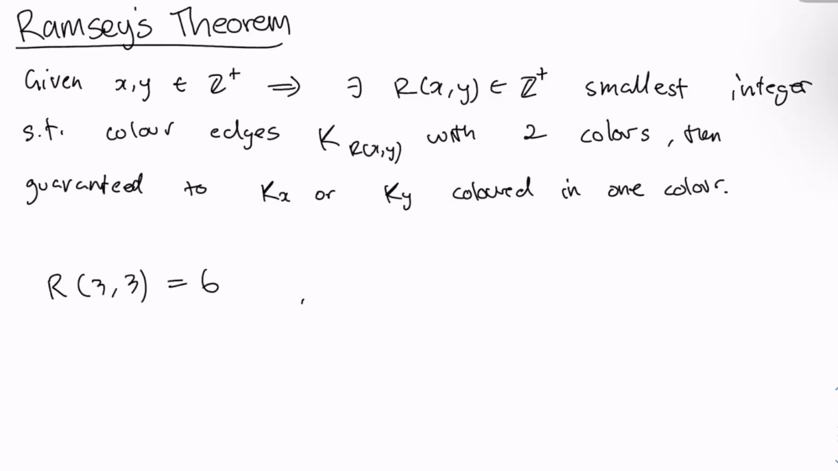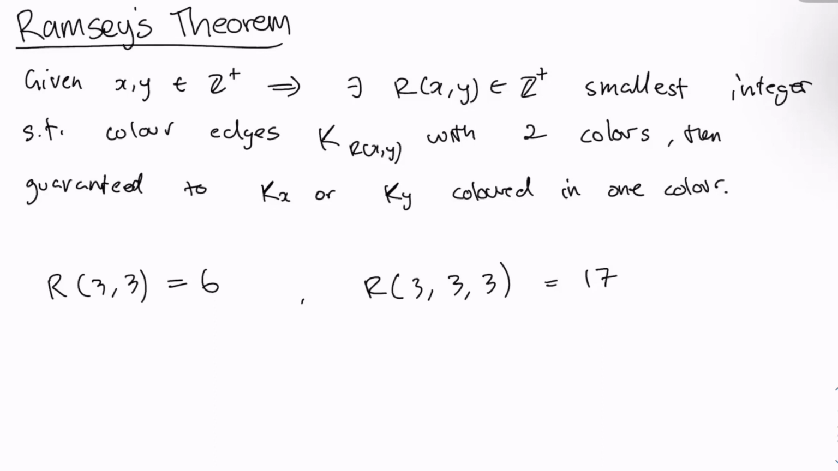So here we were doing it for 2 colors. You can actually do it for 3 colors. So R(3,3,3) = 17. So what this means is that if you're now coloring your complete graph with 3 colors and you're still trying to avoid triangles, you're guaranteed to have a triangle of one of the colors if you've got 17 vertices.